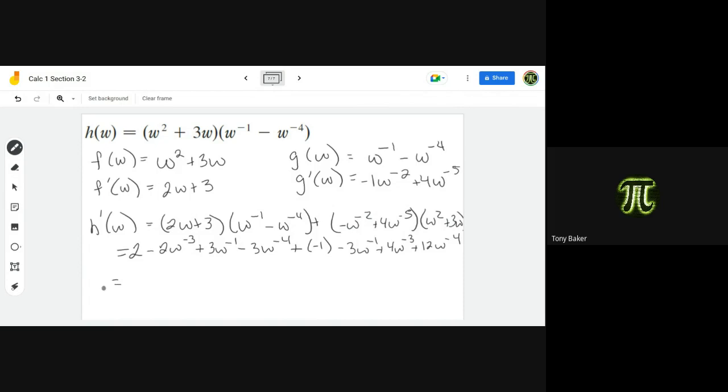3w times w. Wait, you do the 1 minus this. Yeah, bring down the 2, subtract 1. The w cancels itself out. So I got 2 minus 1, which is 1. So we're done with that one, done with that one.